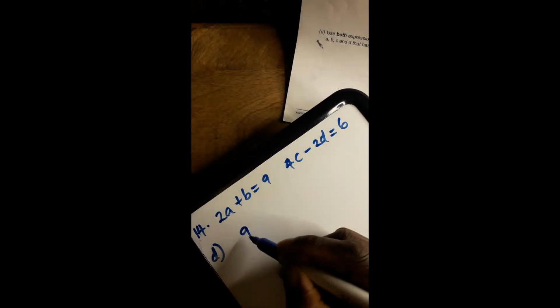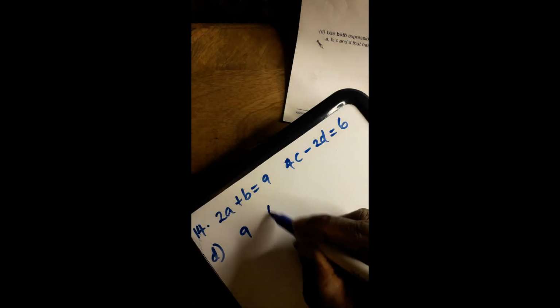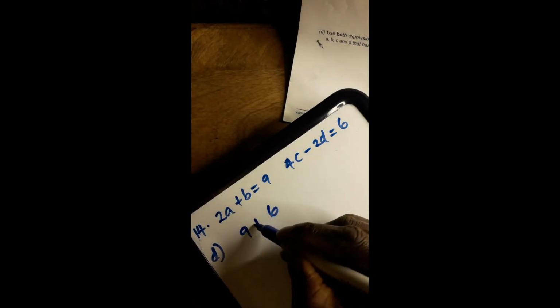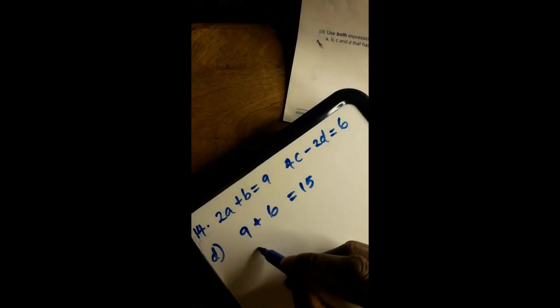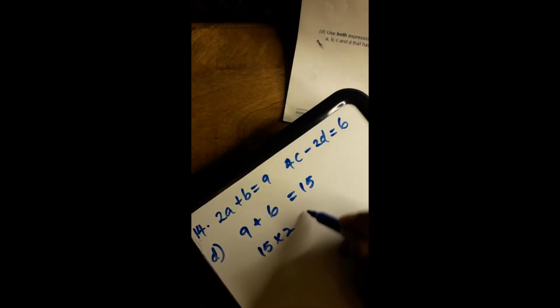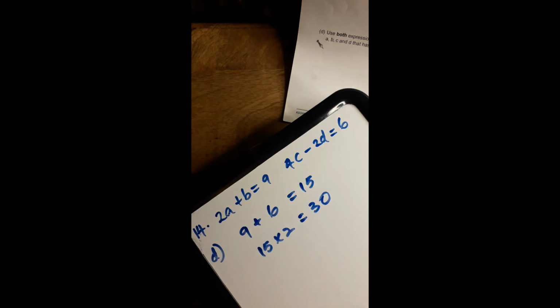Right, in part D, we're asked to use both equations given above to write an expression in terms of a, b, c, and d that has a value of 30. Well, if we have a look at these two equations, one is the value 9, and the other is the value 6. If we add these two, we'll get 15. And if we multiply 15 by 2, we'll get our value of 30.